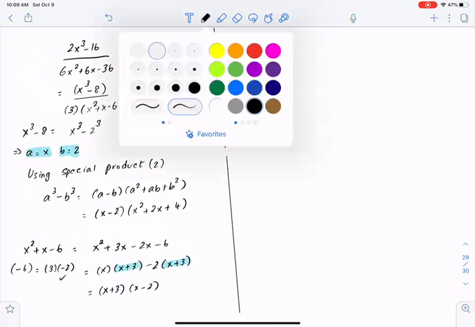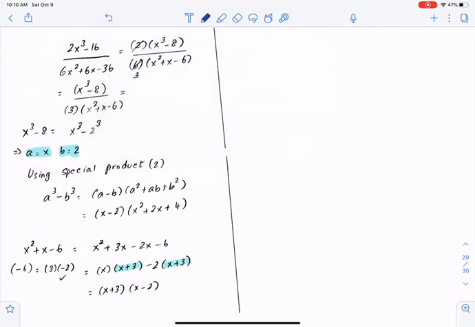So I factored the first rational expression. The numerator became x minus 2, x squared plus 2x plus 4. And the denominator became x plus 3 times x minus 2. At this moment, I am going to simplify before I proceed. So x minus 2 goes away, x squared plus 2x plus 4 divided by x plus 3. So that is the simplified version of my first rational expression.